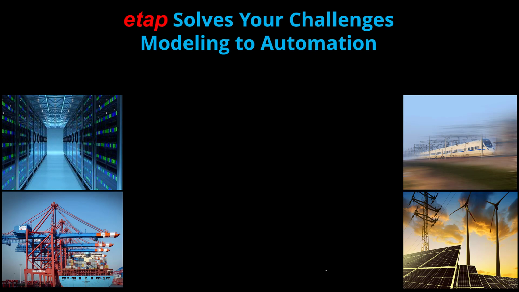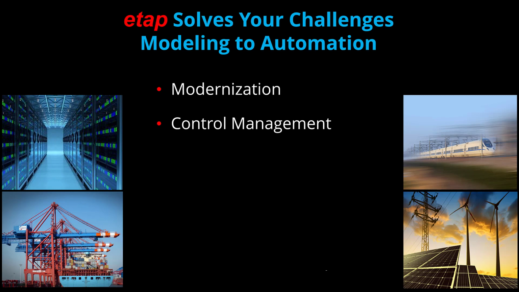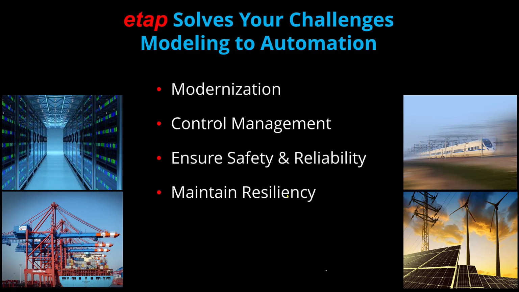We can use this to modernize our electrical system for more effective and efficient control management, such as microgrids and renewable power plants. Ensure safety and reliability by making sure that you have a model that can predict accurately what the impact is going to be before you operate the system in a certain manner. Maintain resiliency, so essentially the recovery of the system after a disturbance that is unavoidable. Maintain compliance with the grid connection, whether it is grid interconnection compliance or grid operations compliance.